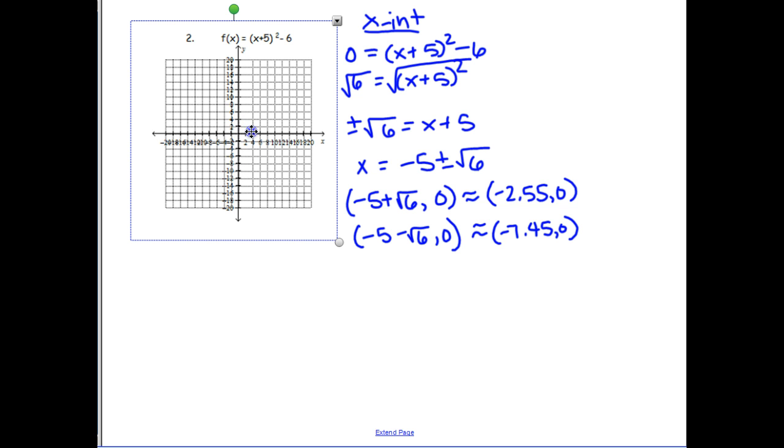Now my graph is going, my intervals are labeled by units of 2. So negative 2.5 is going to be about right there. And negative 7.5 is going to be about right there. Now let's find the y-intercept. Substitute 0 for x.